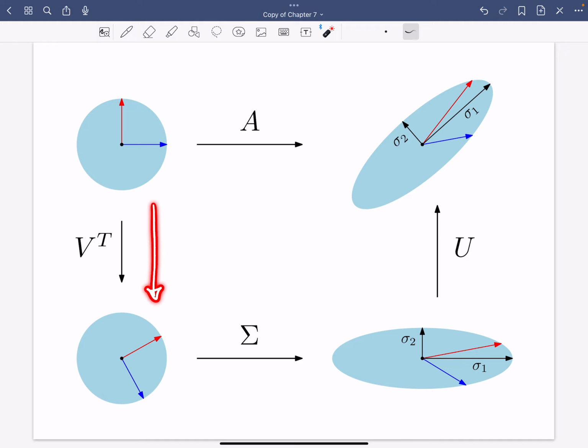V transpose, the function determined by V transpose, just rotates Rn. Sigma rescales vectors, but only in the coordinate directions. So it only rescales in the x direction, y direction, and z direction. And that rescaling is determined by the singular values. And then what U does is it rotates the final picture into the correct place. Okay. So this is the idea behind what the singular value decomposition is actually doing geometrically.